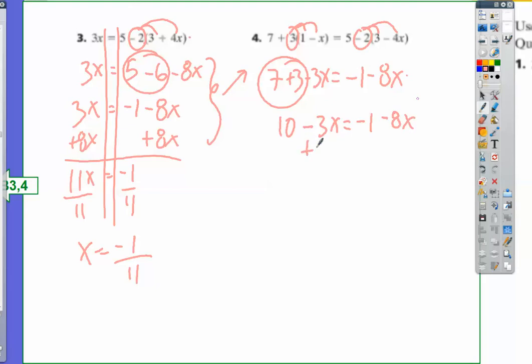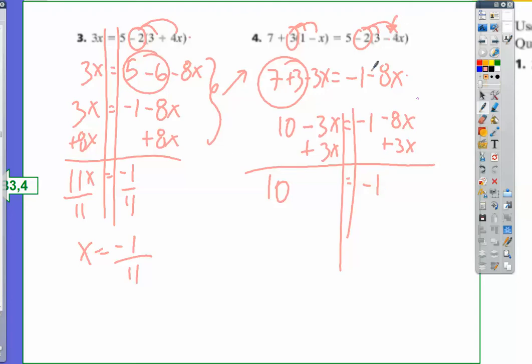So then let's add 3x plus 3x. So we get 10 is equal to negative 1. Oh my goodness gracious. I missed something, didn't I? This is why you should always look through the problems. That's a negative, right? So negative 2 times a negative 4x is a positive 8x.